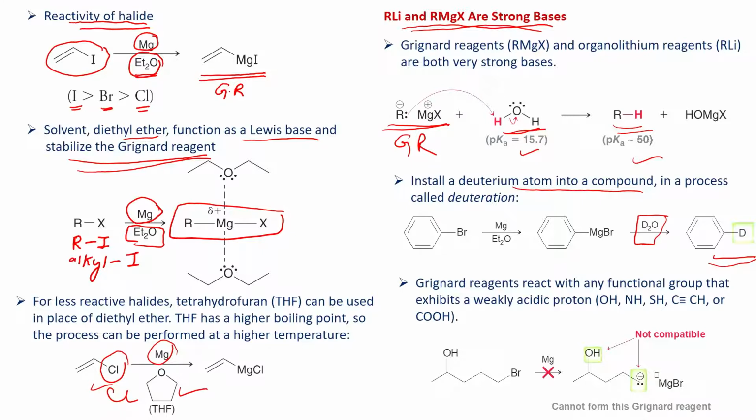So what is the problem with Grignard reagent? The first problem, I told you it reacts with water very fast. Even a trace amount of water reacts and destroys your Grignard reagent. And second thing, whenever your starting material contains a free hydroxyl group, free NH group, SH group or acid group, this Grignard reaction will not happen. Okay, so your Grignard reaction is not compatible with any of these chemical species.